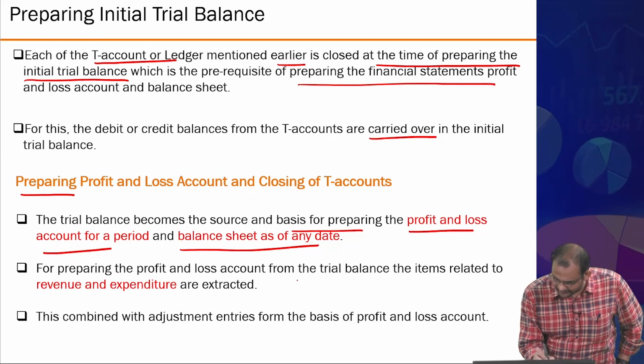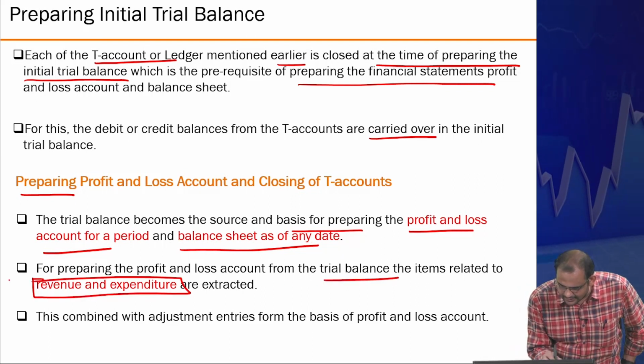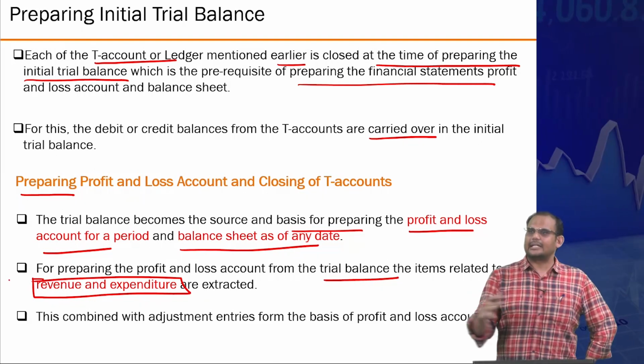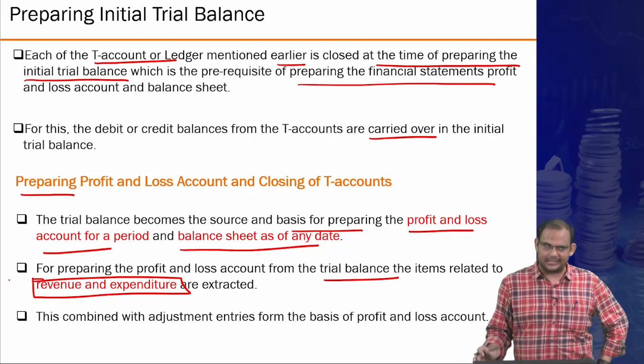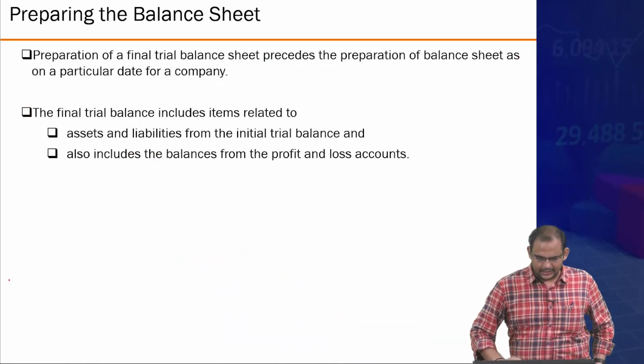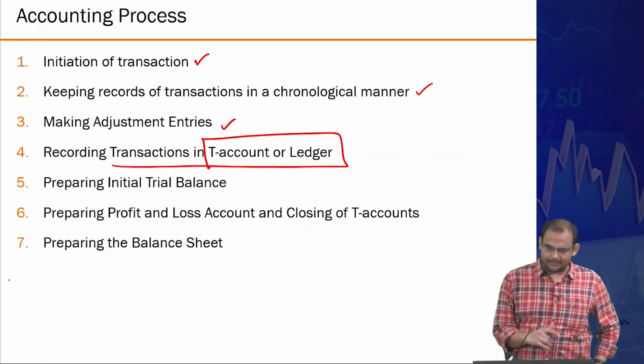For preparing a profit and loss account from the trial balance, you put the items related to revenues and expenditure into the P&L, and everything else goes into the balance sheet. Okay, let me show you the process again in a more simplistic manner.